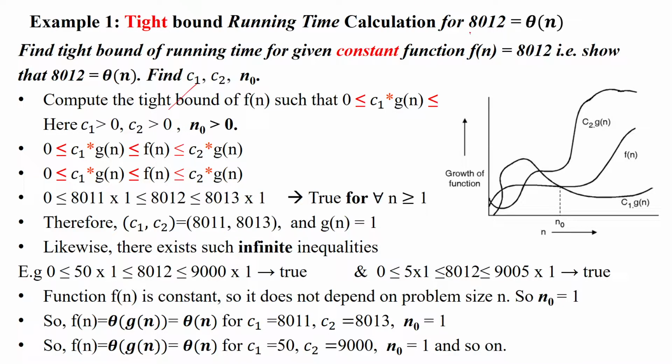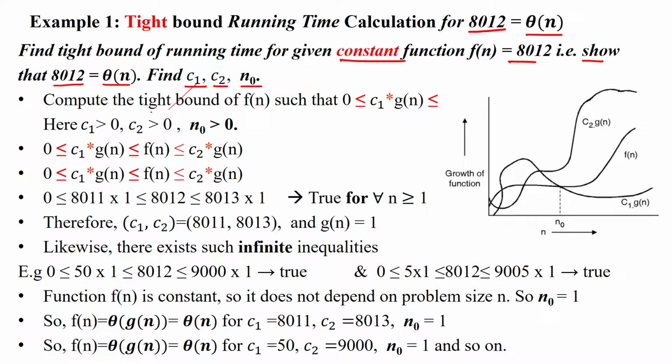Here f of n equal to 8012. Prove that it is theta of n. So given the constant function f of n equal to 8012, we can ask this question: show that 8012 equals big theta of n. Here you find constant C1, constant C2 and initial input size n0.